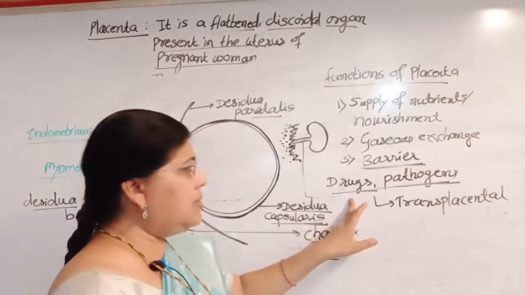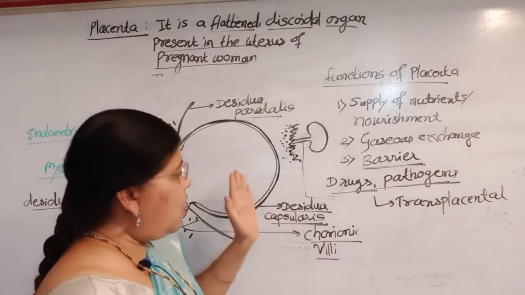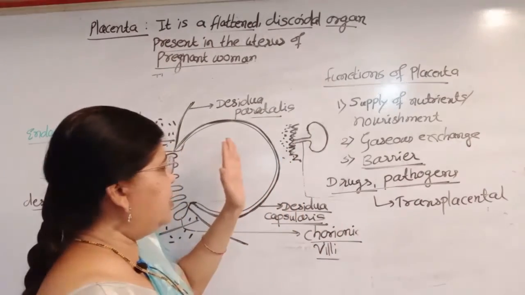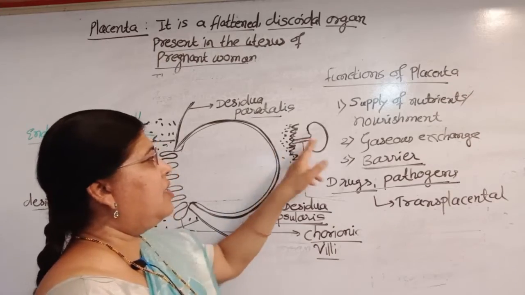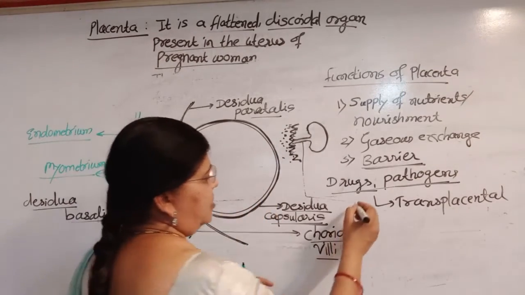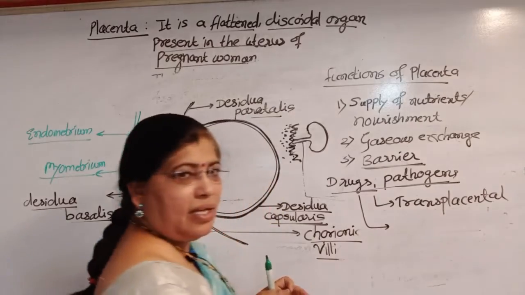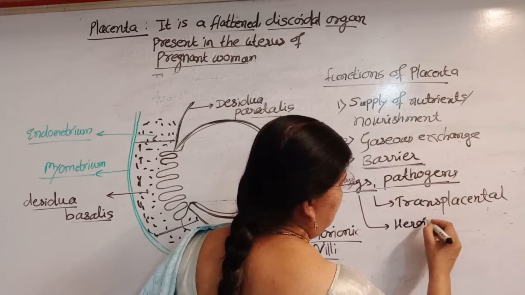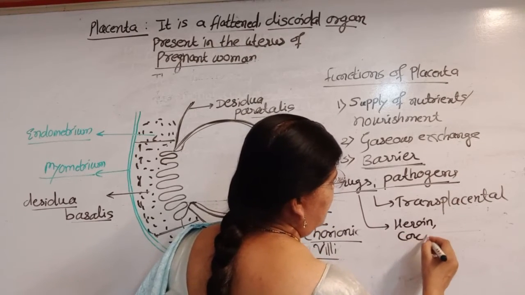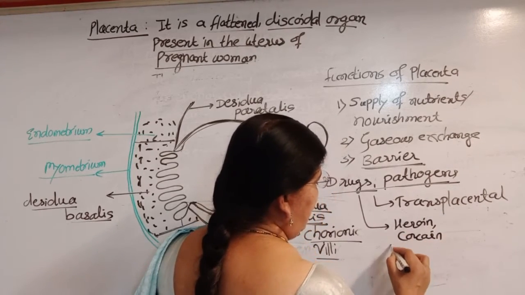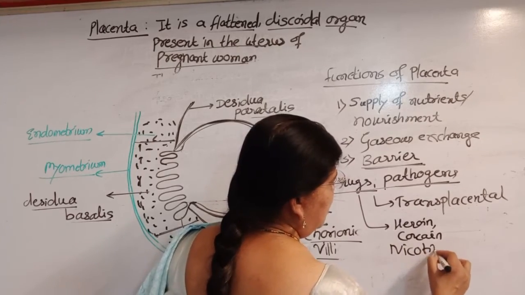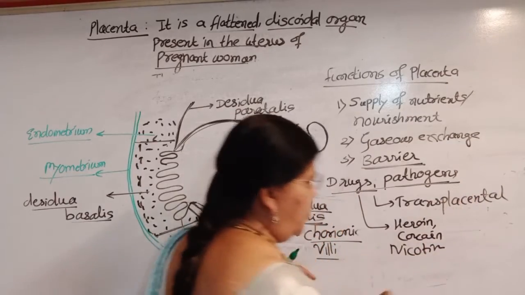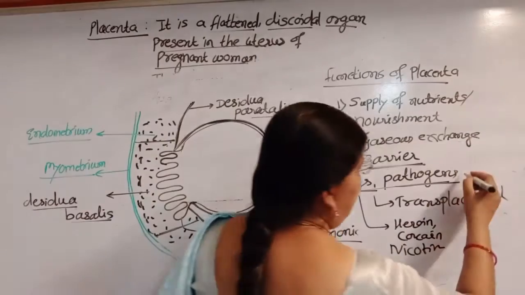For example, drugs and pathogens can cross the placenta and enter into the fetus from the mother's blood circulation. Drugs which can cross the placenta are heroin, cocaine, etc. Nicotine can also cross the placenta, and the example of a pathogen which can cross the placenta is HIV.